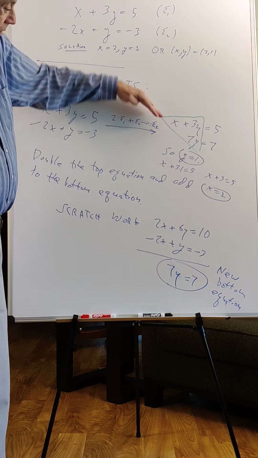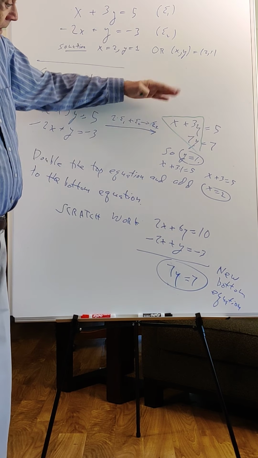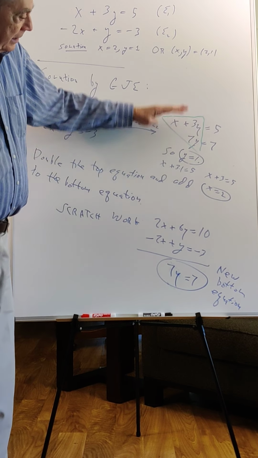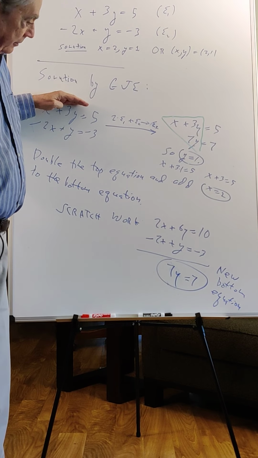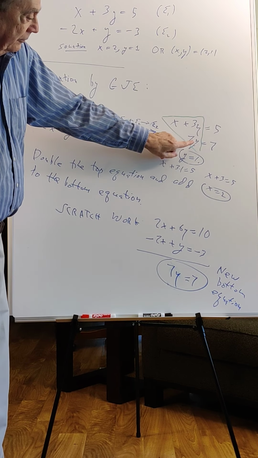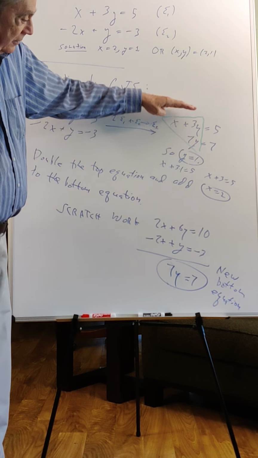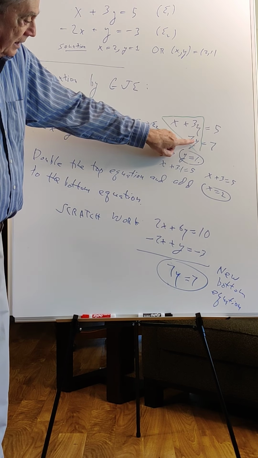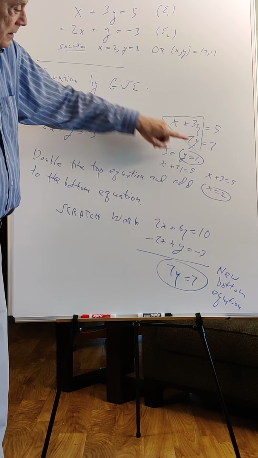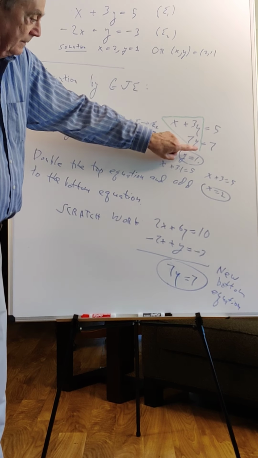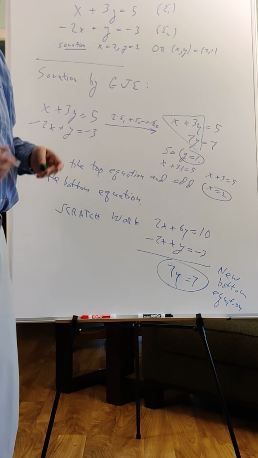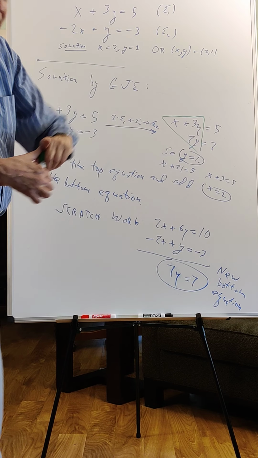So when we are solving 3x3 systems, we're going to try to create an equivalent triangular system. The bottom equation will just have z, the middle one will have y and z, the top one will have x, y, and z. And then we'll start at the bottom and work up and figure out the values of z, y, and x. All right, let's leave it at that.